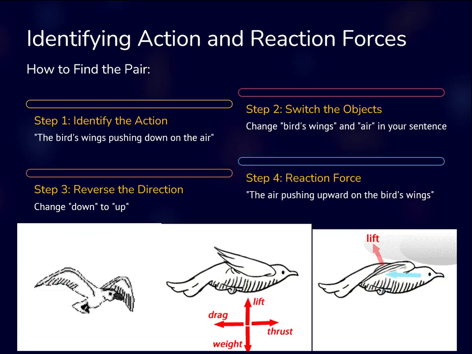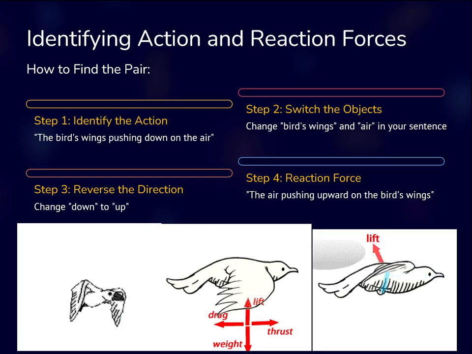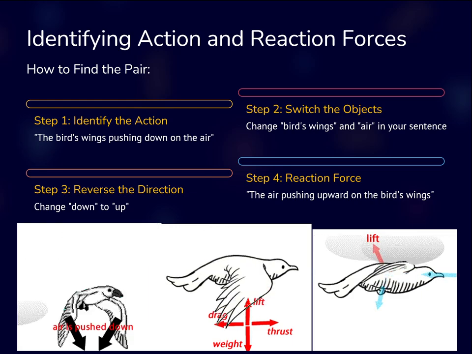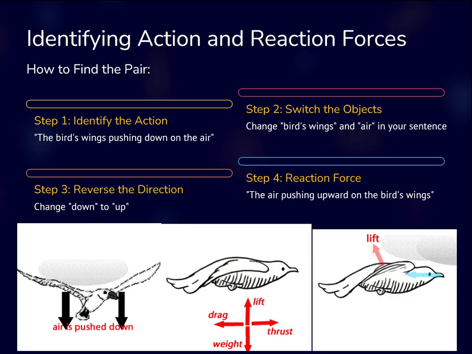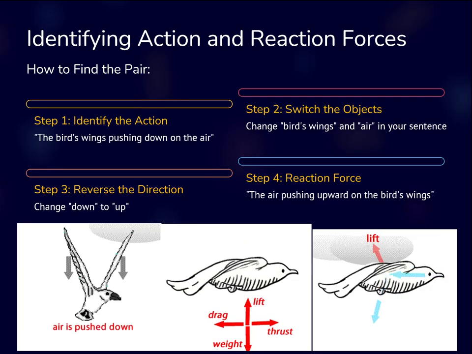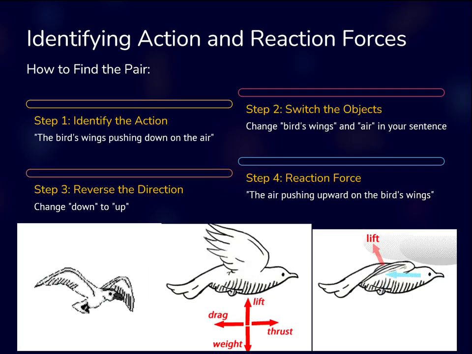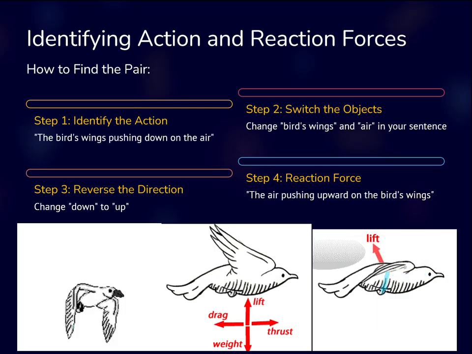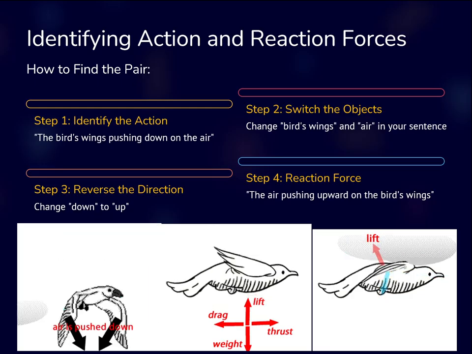Here's a helpful trick to identify action-reaction pairs. Step 1. Identify the force. Let's say the bird's wings push down on the air. Step 2. Switch the order of the objects. That becomes the air pushes on the bird's wings. Step 3. Flip the direction. The air pushes up instead of down. This logic applies everywhere. Nail and hammer, swimmer and water, and inner tubes in a pool.